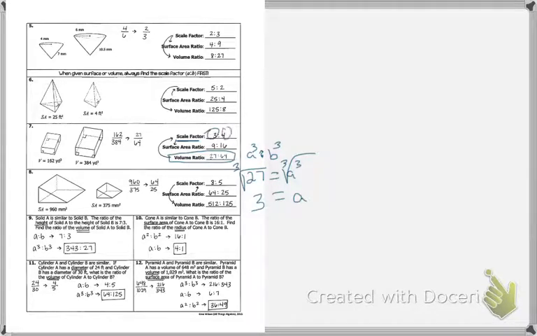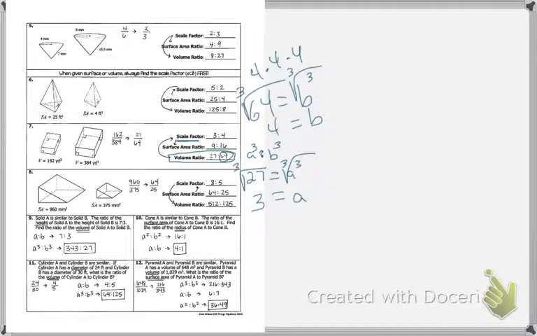Then 64 is your B. So cube root, you get B. What number multiplied 3 times will give you 64? Well, that would be 4 times 4 times 4. So the answer is 4.